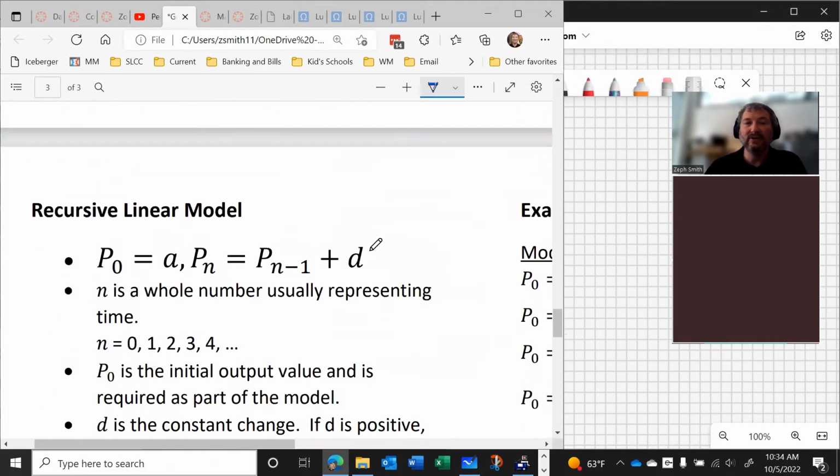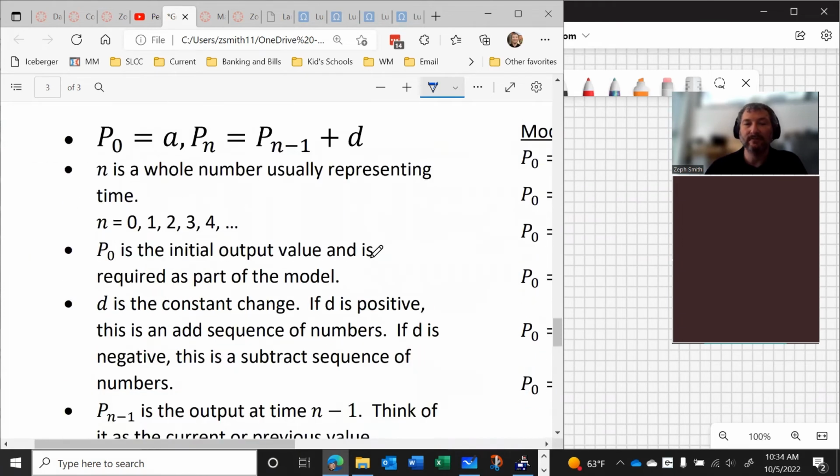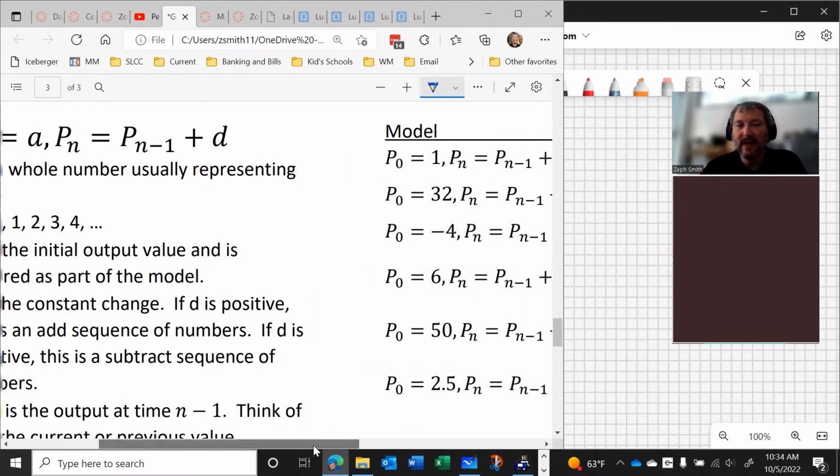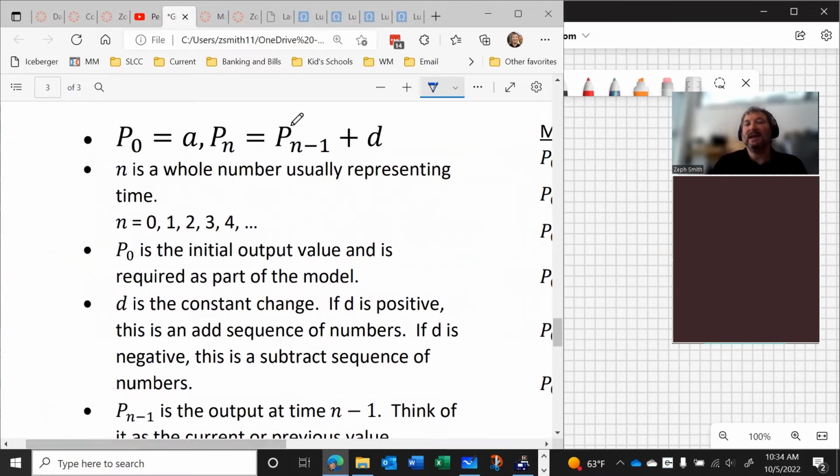Okay, so now we're into the recursive models. Now, with a treasure map, you have to be given a starting point. So they will almost always provide you with the initial value. I call it A, it doesn't matter, whatever it is, it's usually a number. As you can see in the examples, they'll give you an initial value. And then they'll tell you how to get to the next step.